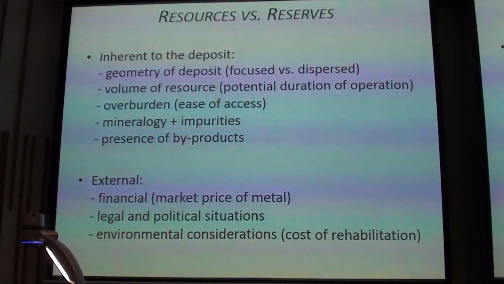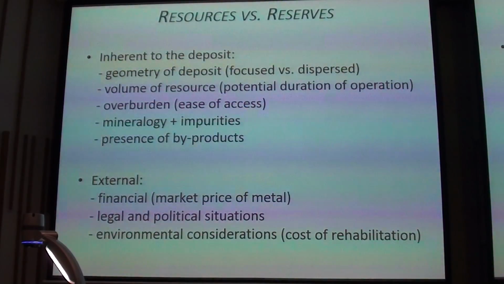We identified some, but these properties can be inherent to the deposits, such as, we said, the volume, the geometry of the deposit, whether it occurs focused or dispersed, so maybe massive sulfides as opposed to disseminated sulfides. The overburden, which is the material on top of the deposit that you have to get rid of before starting mining. So the ease of access, if something is just on the beach or on top of a mountain, there'll be different problems of getting to the ore.